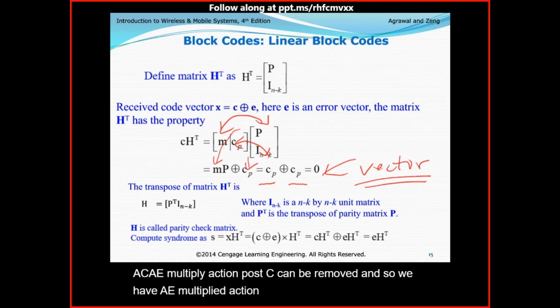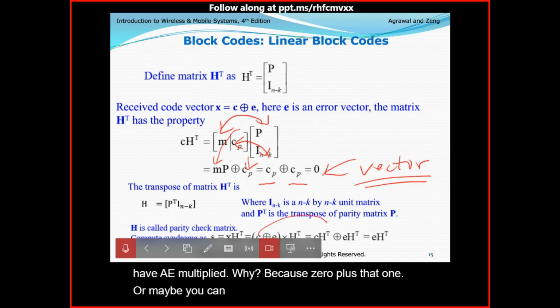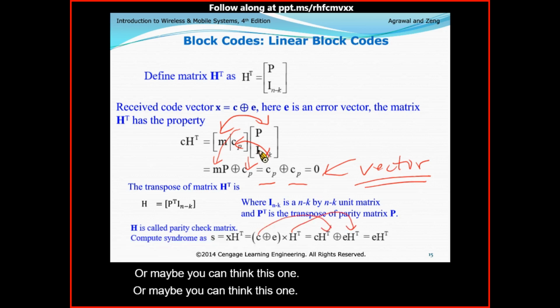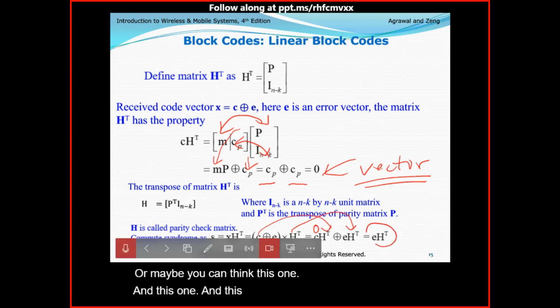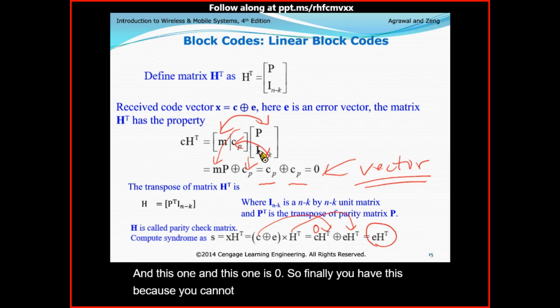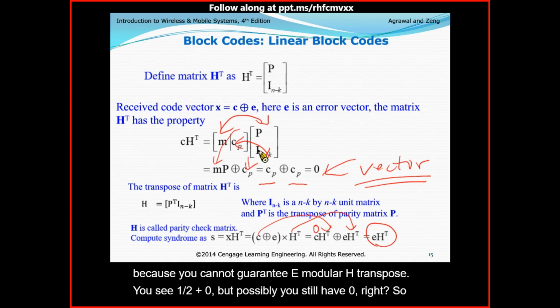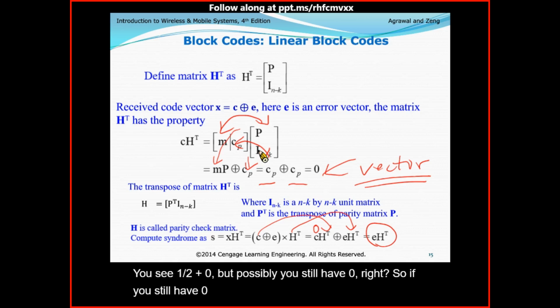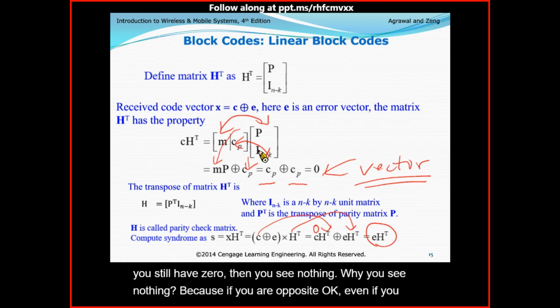Why? Because 0 plus that one. Or maybe you can think of this one, and this one is 0. So finally you have this. Because you cannot guarantee E multiplied by H transpose is not 0, possibly you still have 0, right? So if you still have 0, then you see nothing. Why do you see nothing? Because you feel everything is okay, even though you have an error E.